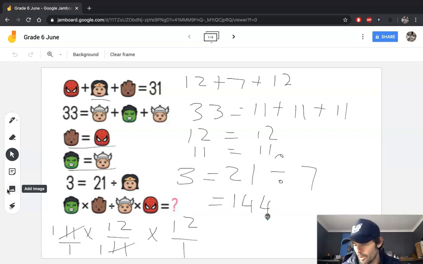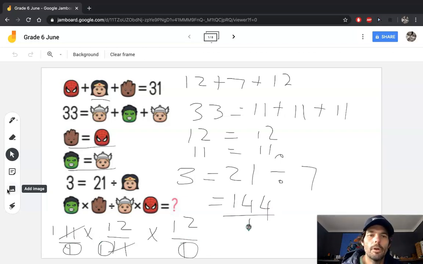And you can see at the bottom that it's 1 times 1 times 1. And that's going to give us an answer, obviously, of 1. And we know that anything over 1 is equal to the numerator itself. So our final answer is 144.